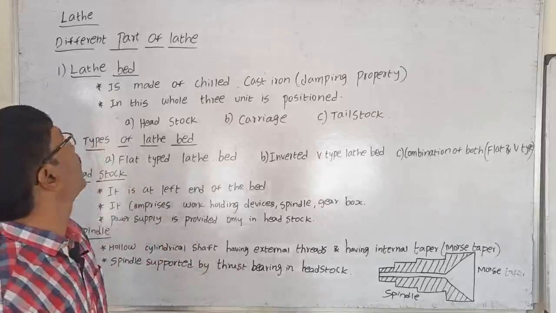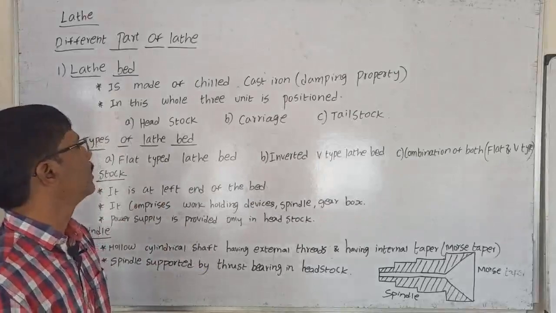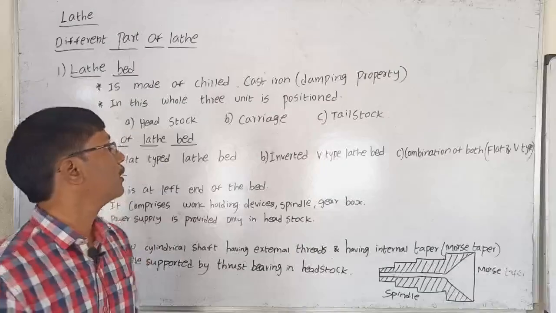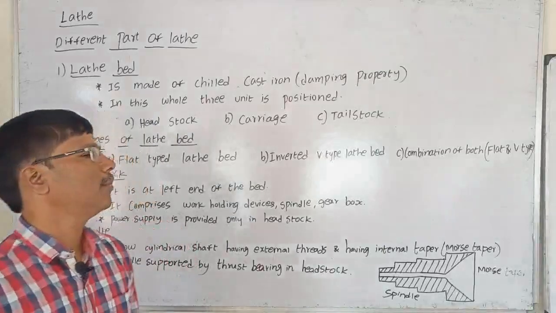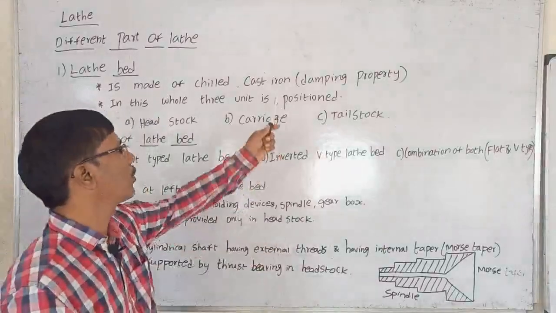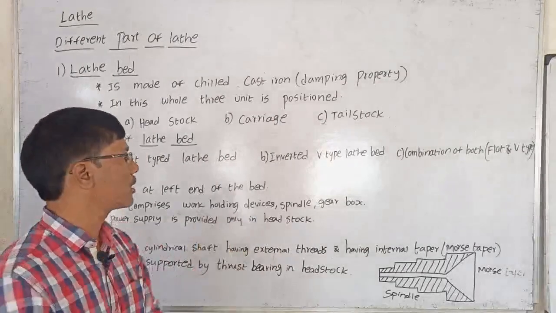We are going to see the different parts of lathe. In lathe, we are having lathe bed. The lathe bed is made up of chilled cast iron. Why is it made up of chilled cast iron? Because chilled cast iron has the damping property. It is able to absorb the shock and vibrations.